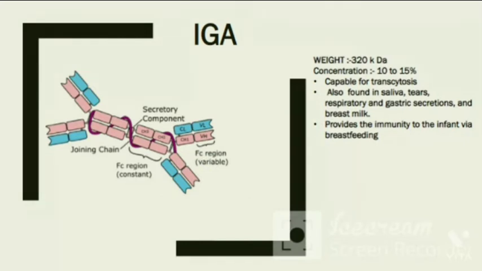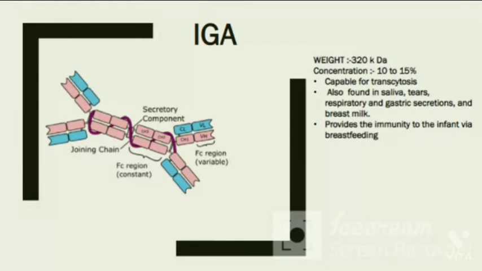And the weight of the IgA antibody is higher. Obviously it will be higher because it has many different components in it, that is 320 kilodalton. And the concentration is 10 to 15%. It is found at 10 to 15% in the human serum, and is capable of transcytosis. Transcytosis is nothing but the process of crossing the epithelial layer of the skin.